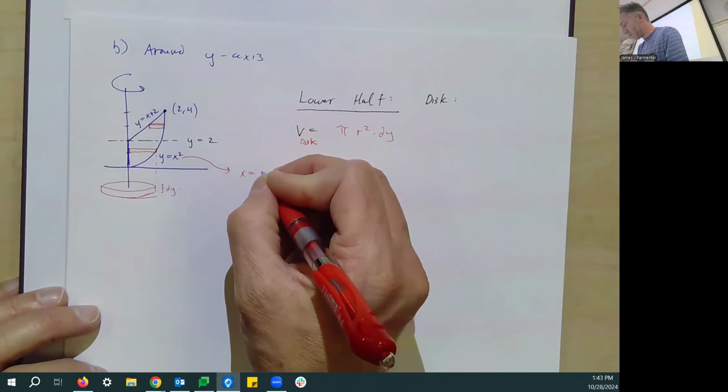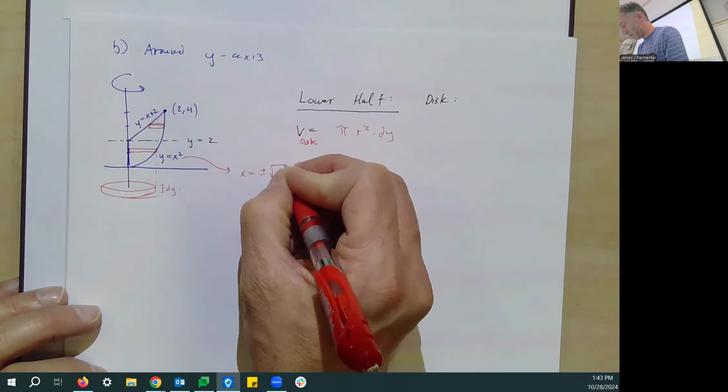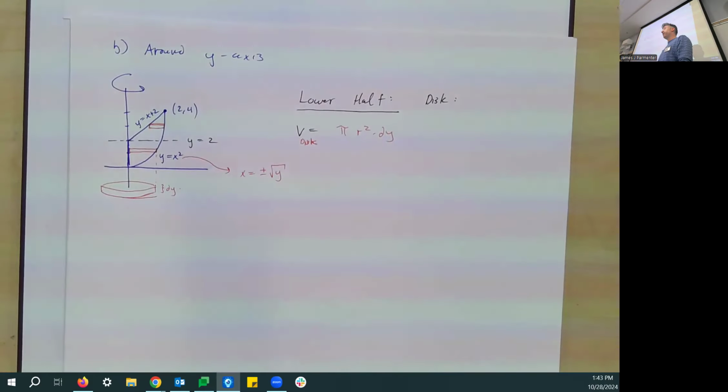Well, technically, if I was being super extra careful, it'd be plus or minus the square root of y. And if we were in quadrant 2 on the left, we'd actually have to use x equal to the negative square root of y, because on the left side, x is negative. On the right side, though, x is positive, so we should use x equal to the positive square root of y. Just be careful, though.